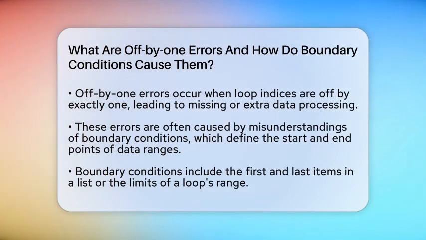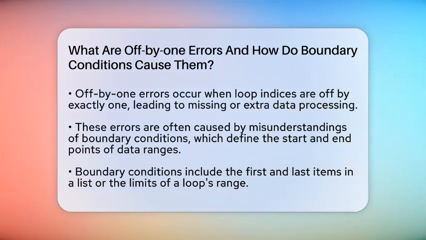These are mistakes where a loop or index is off by exactly one, either too many or too few. They often happen when you are working with boundary conditions, which are the edges of your data or input range. Boundary conditions are the first and last items in a list or the start and end points of a loop.